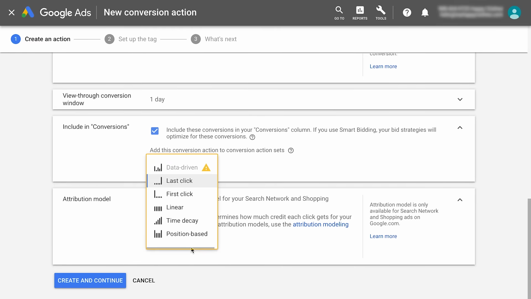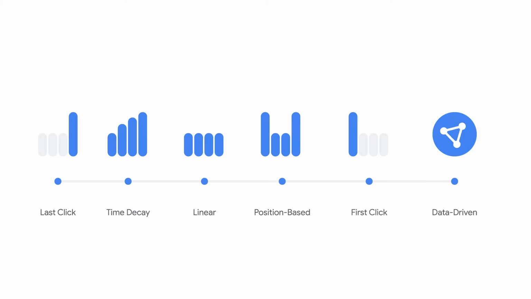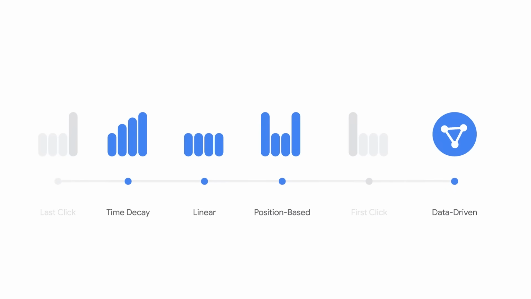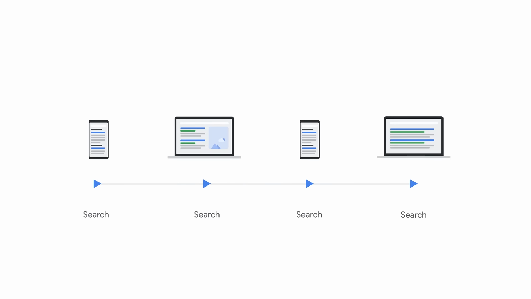An attribution model determines how much credit each click gets for your conversion. Today, the digital advertising industry has shifted away from a last click to a non-last click attribution model. Consider this. Have you ever booked a vacation in just one sitting? Think of all of the searches that occur across devices over time when researching a vacation.